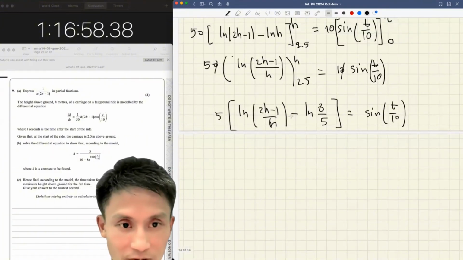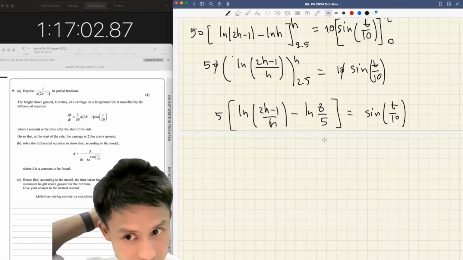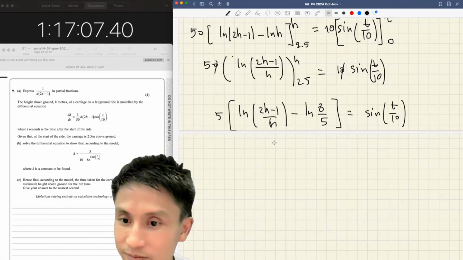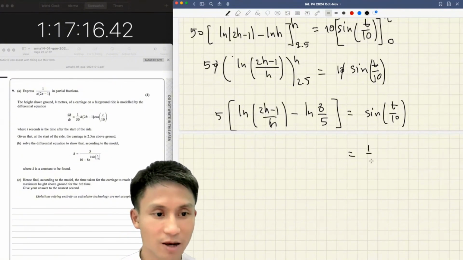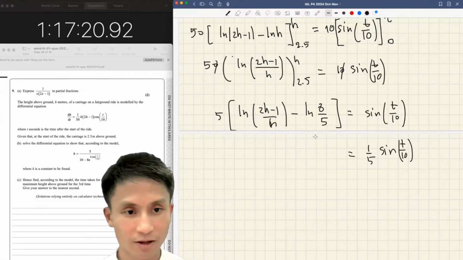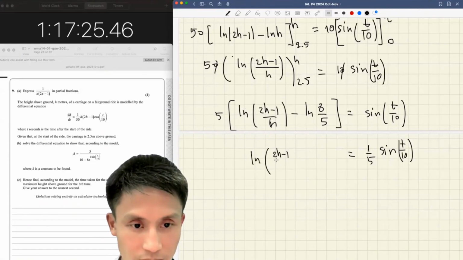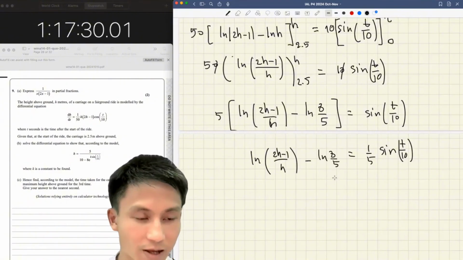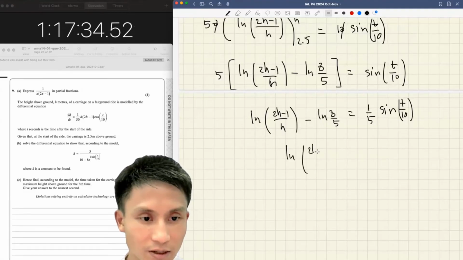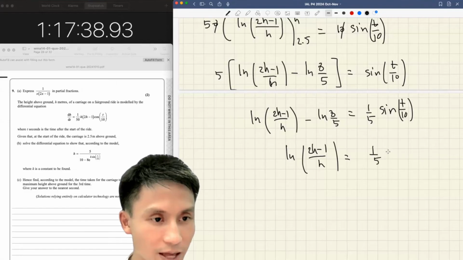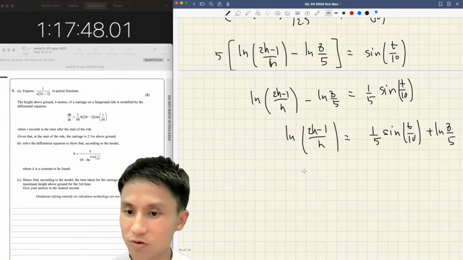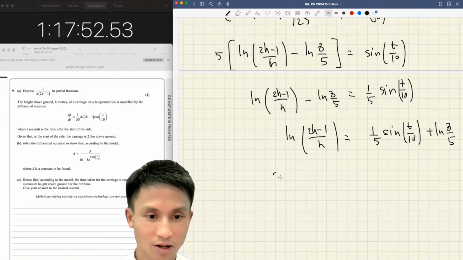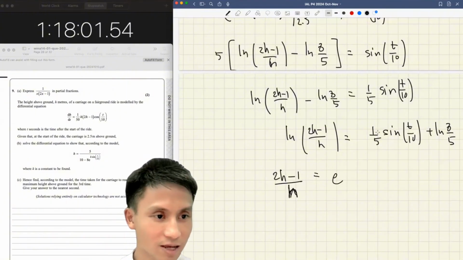What do we have to do? We have to make h the subject. Hang on, let me think a bit. Let's move 5 down here. We have only here ln of 2h minus 1 over h minus ln 8 over 5. If we move ln to the other side, we get that plus ln 8 over 5. Now doing the magic, we're doing the inverse here. I'm going to put ln to the other side as base e of that, all to the power of the right side. So I have e to the everything there.